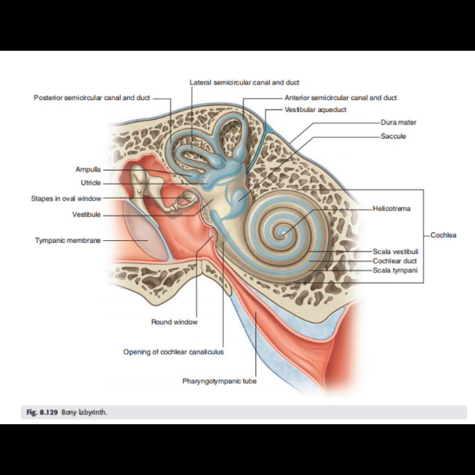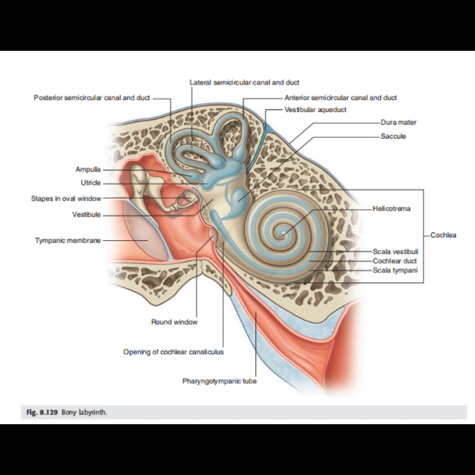Bony labyrinth. The vestibule, which contains the oval window in its lateral wall, is the central part of the bony labyrinth. It communicates anteriorly with the cochlea and posterior-superiorly with the semicircular canals. A narrow canal, the vestibular aqueduct, leaves the vestibule and passes through the temporal bone to open on the posterior surface of the petrous part of the temporal bone.